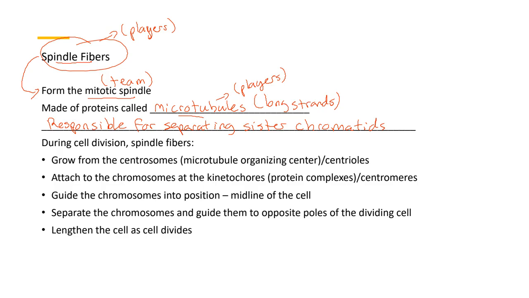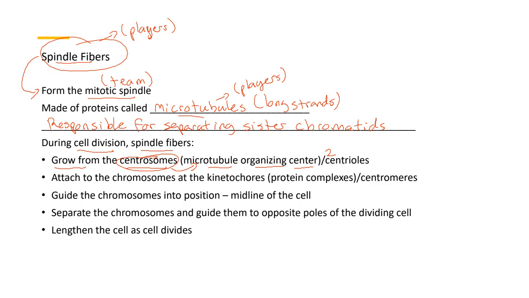So these are important. These microtubules, spindle fibers are important during cell division because the spindle fibers are going to grow from the centrosomes. Remember the centrosome, don't confuse it with the centromere. The centrosome is different. The centrosome is a microtubule organizing center and it has two centrioles. Each centrosome has two centrioles. There's two centrosomes, so there are going to be four centrioles.